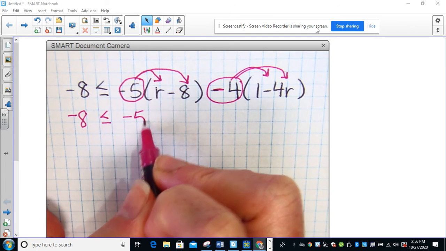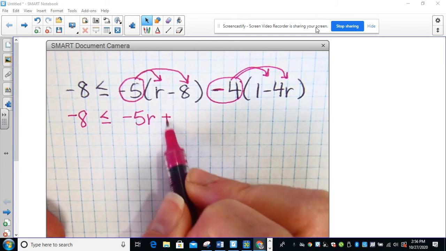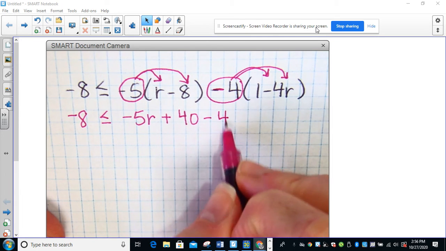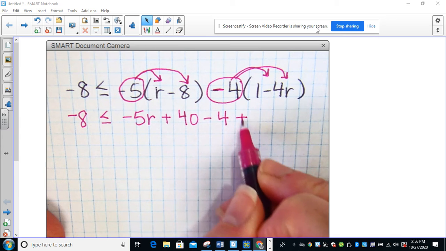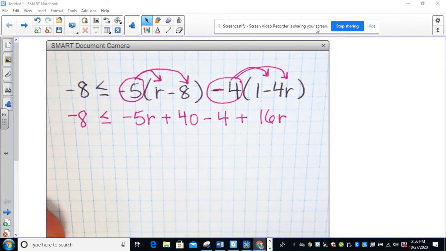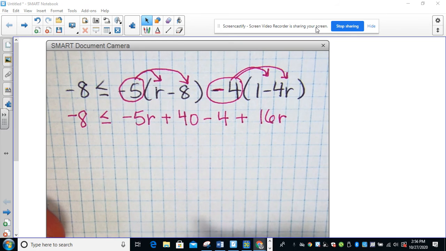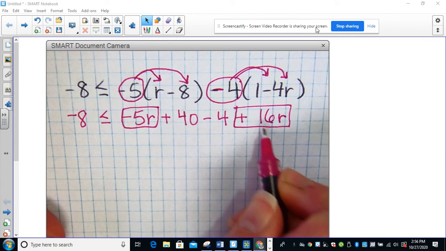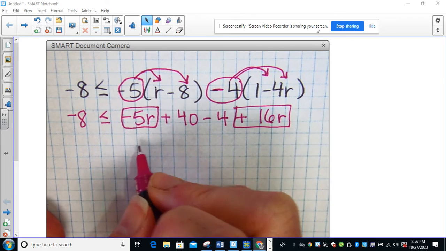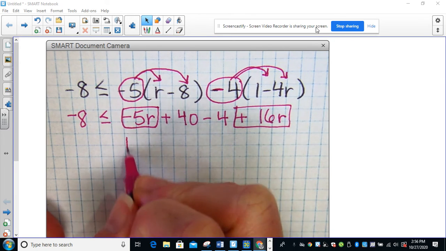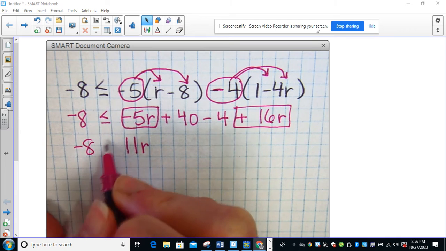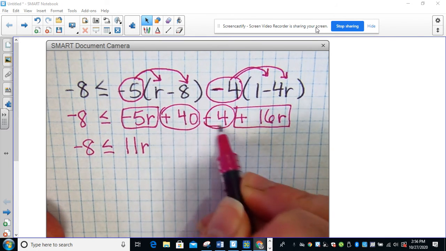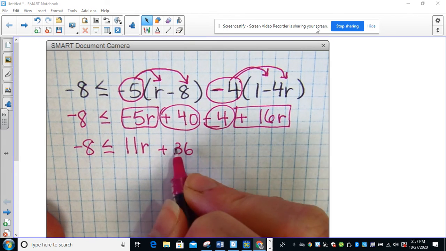-5 times r is a -5r. Negative times negative is a positive. 5 times 8 is 40. -4 times 1 is a -4. Negative times negative is a positive 16r. Combine like terms on the right side. Here I have a positive 16 and I take away 5, which gives you 11r. And bring down the other stuff. And then I have a 40, take away 4, so that's going to give me a 36.